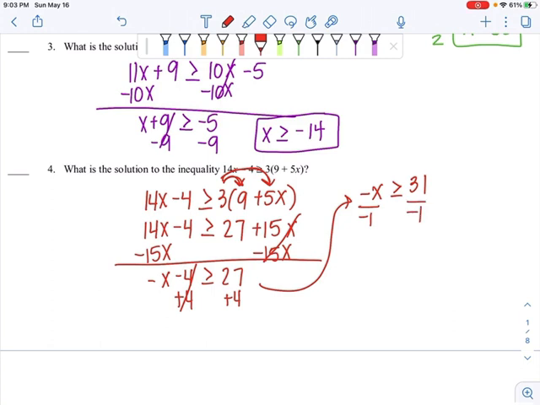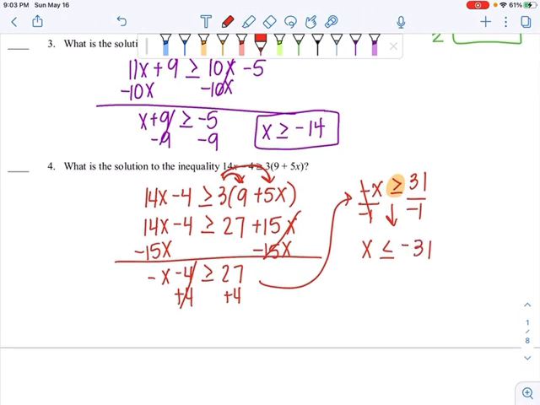But the important part to remember is we're dealing with an inequality here. And when we have an inequality symbol and I divide or multiply by a negative, that means that I have to switch that inequality sign. So when I divide, I get x, and then we're going to flip the sign to be less than or equal to negative 31, because 31 divided by negative 1 is negative 31. So x is less than or equal to negative 31 is my final answer.